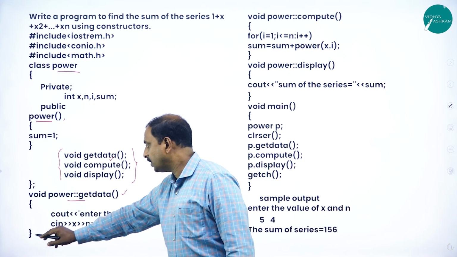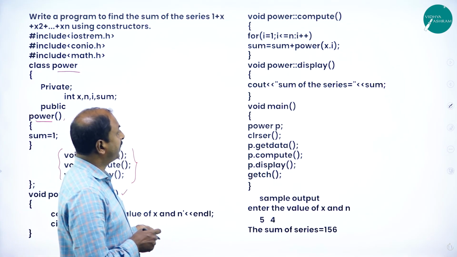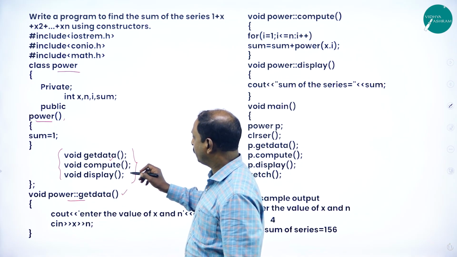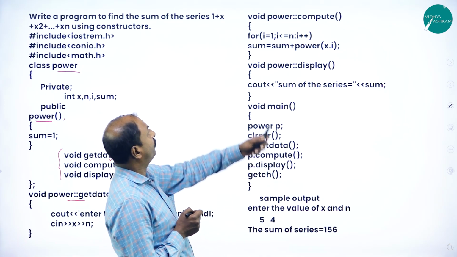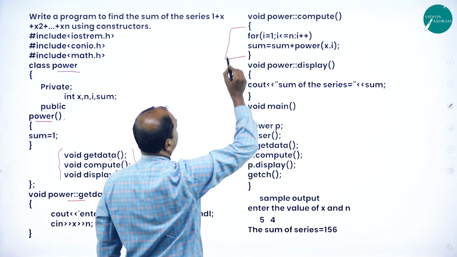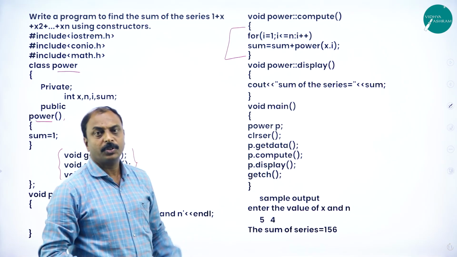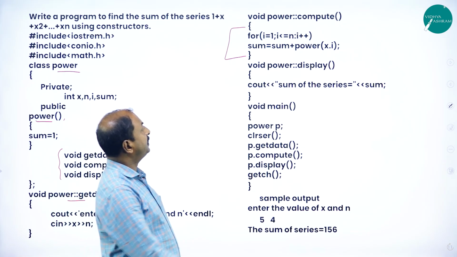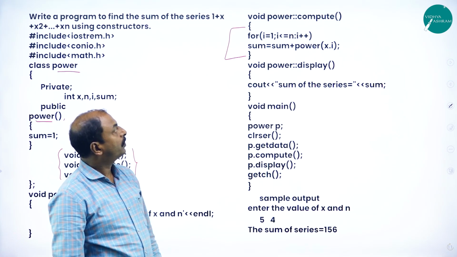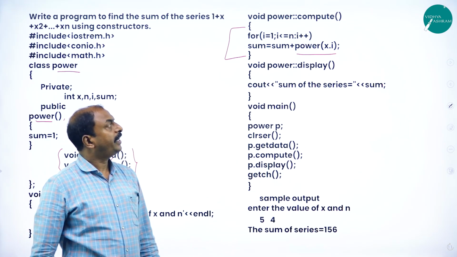So this function getdata is closed, and in getdata we are accepting the values for x and n. Next one is void power compute. So this is another function we have declared here. It has to be defined, the function definition. So this function starts here and ends here. So this is another function, compute. Again power with the scope resolution operator and compute. And these are the statements: for i equal to 1, i less than or equal to n, i plus plus, and sum equal to sum plus power of x comma i. So this is a function.